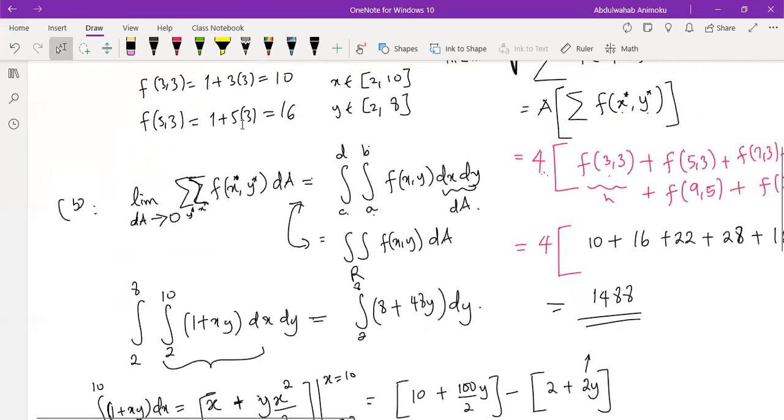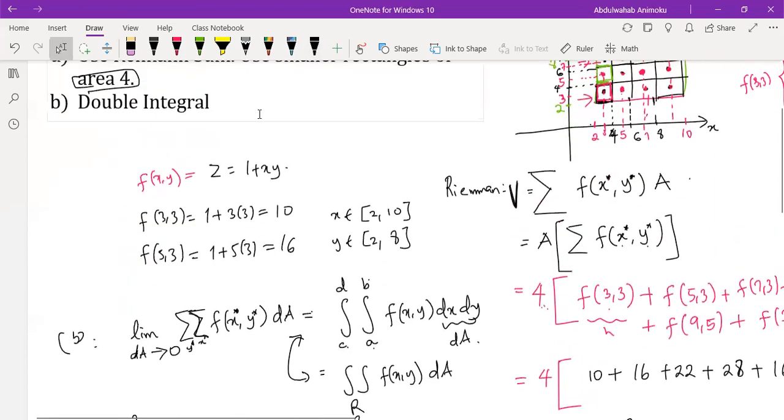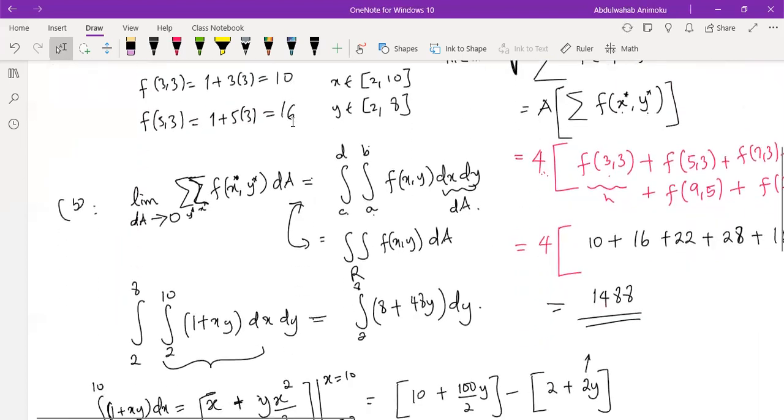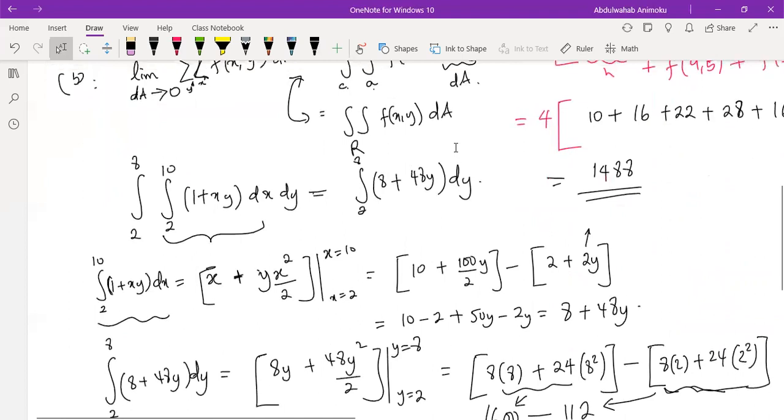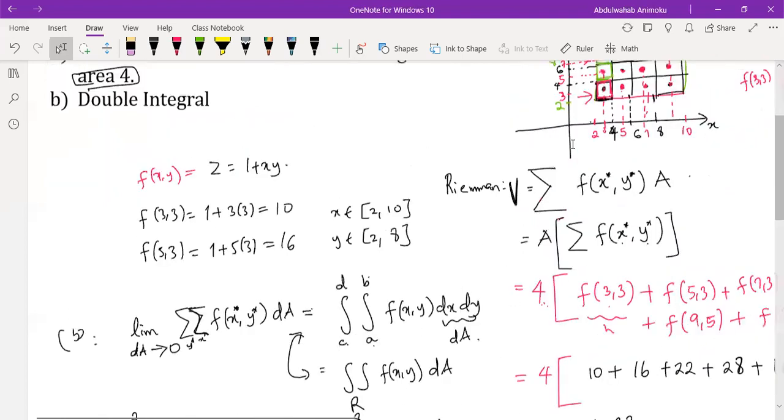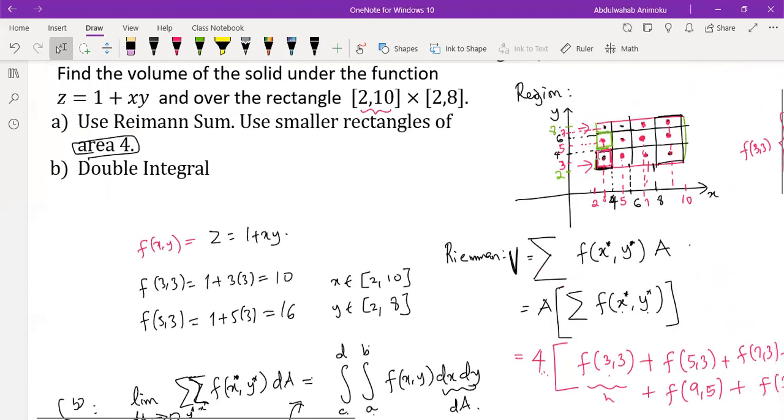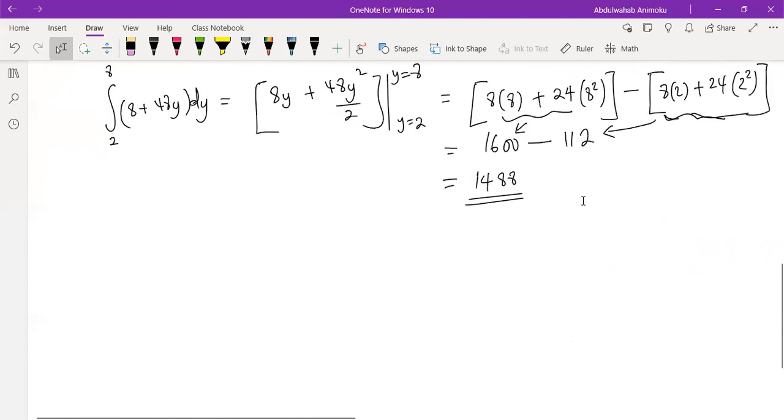As you can see, the Riemann sum did a very good job in approximating this. So 1,488 is the same thing, right? So that means having a rectangle of an area of 4 is more than enough to approximate this particular volume to the right precision. Okay, so this is the end of the video.